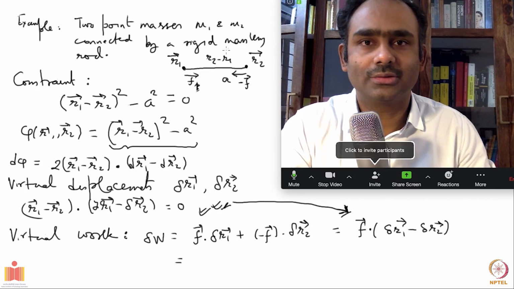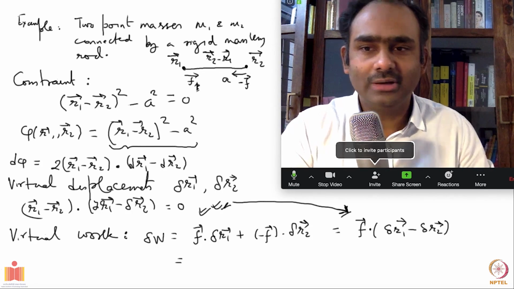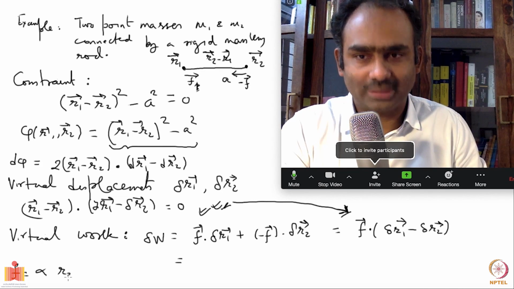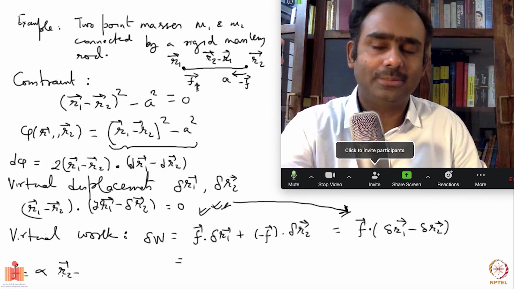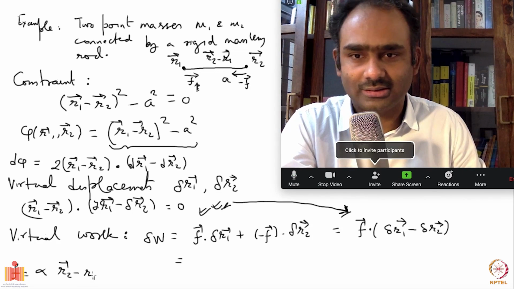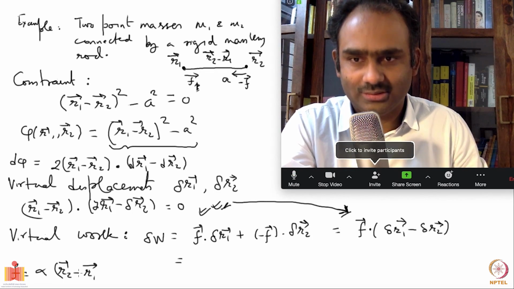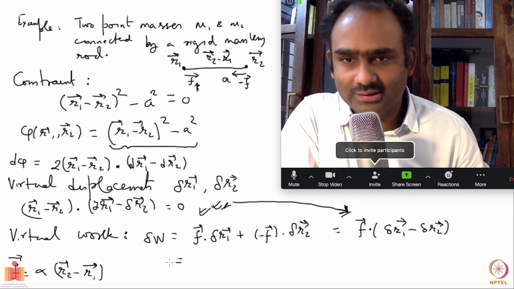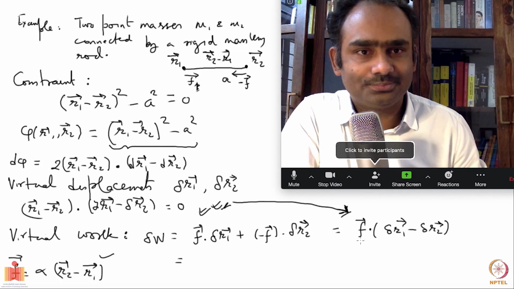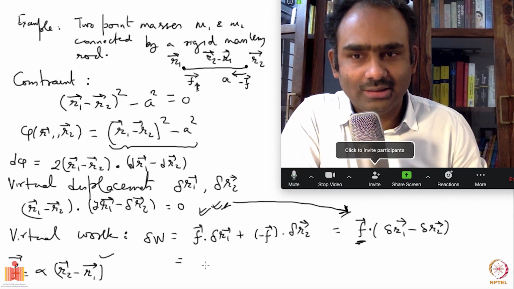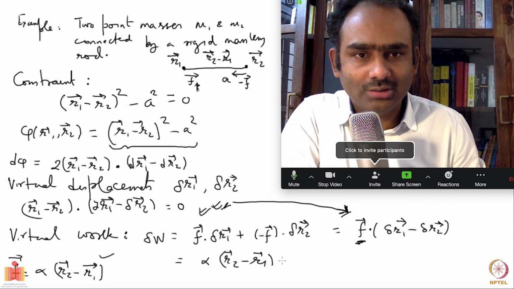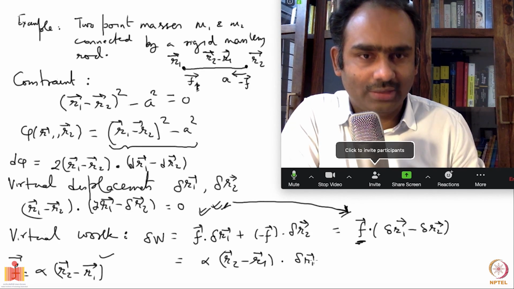Okay, that was fine here. If you look at the force F, that is something proportional to R2 minus R1. Okay, the proportionality will depend on the strength of the force, but the direction is given by this vector which I'm writing here right now. Okay, now I substitute this fact in here, and I get alpha times R2 minus R1 dot delta R1 minus delta R2.